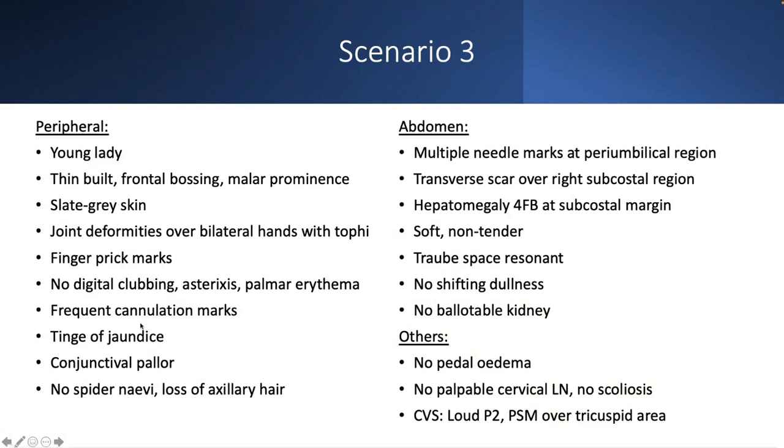This is how I visualize the patient as I go through the examination. Then after that, I will go to the abdomen. I will see that there are multiple needle marks at the periumbilical region. This can suggest two things. It can either suggest insulin use, or it can suggest desferrioxamine injection.